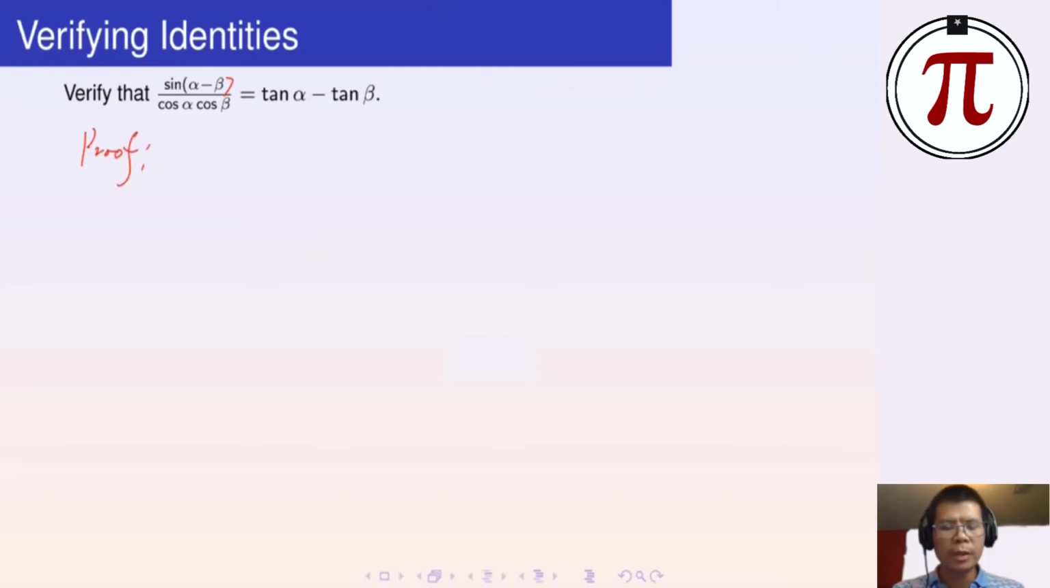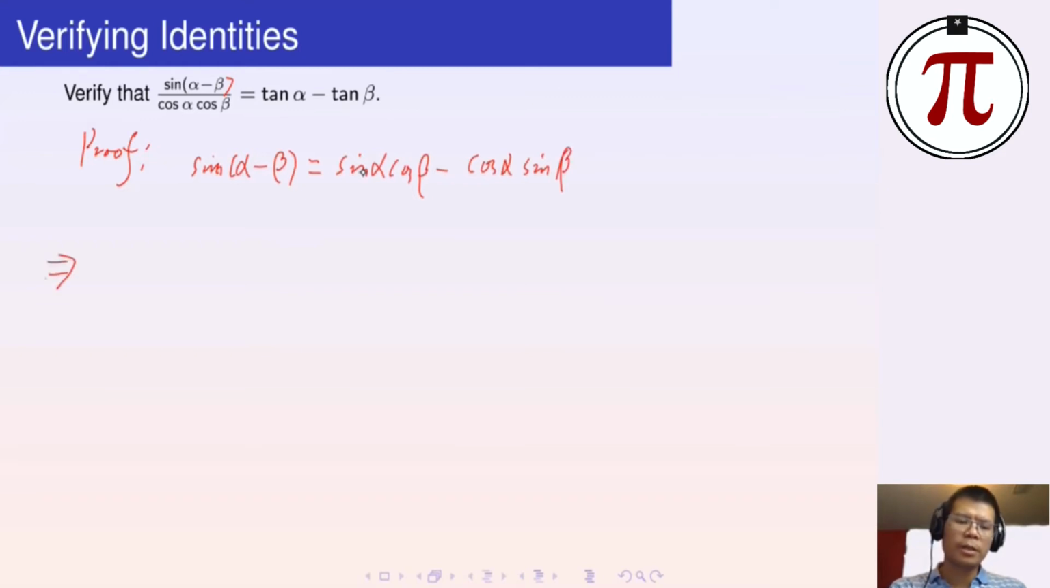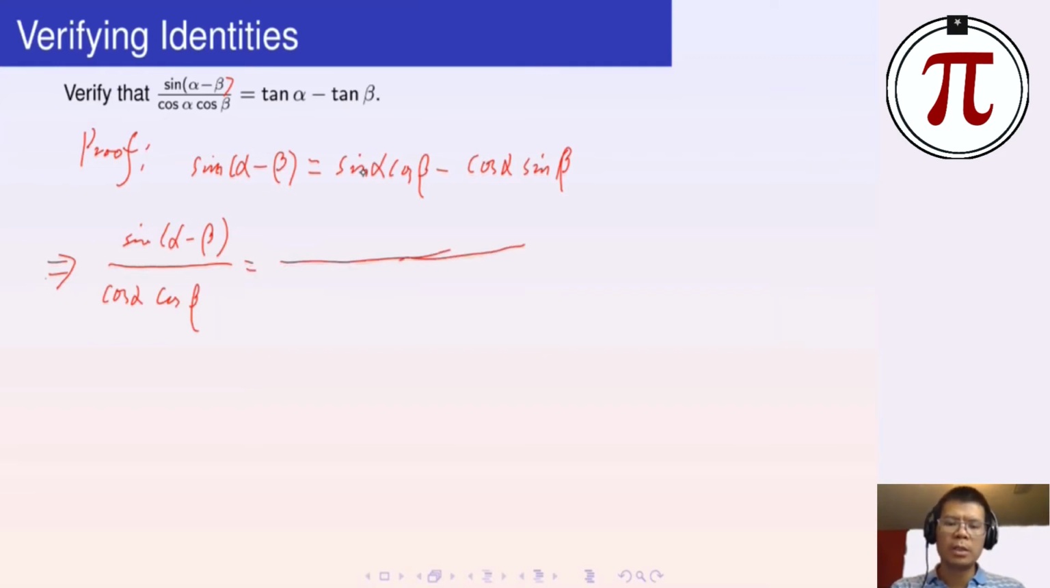Now on the top is the sine of alpha minus beta. All right, so now we know that sine of alpha minus beta equals what? Sine alpha cosine beta minus cosine alpha sine beta, right? So therefore, this implies that sine of alpha minus beta over cosine alpha cosine beta equals, by substitution, sine alpha cosine beta minus cosine alpha sine beta, over cosine alpha cosine beta.